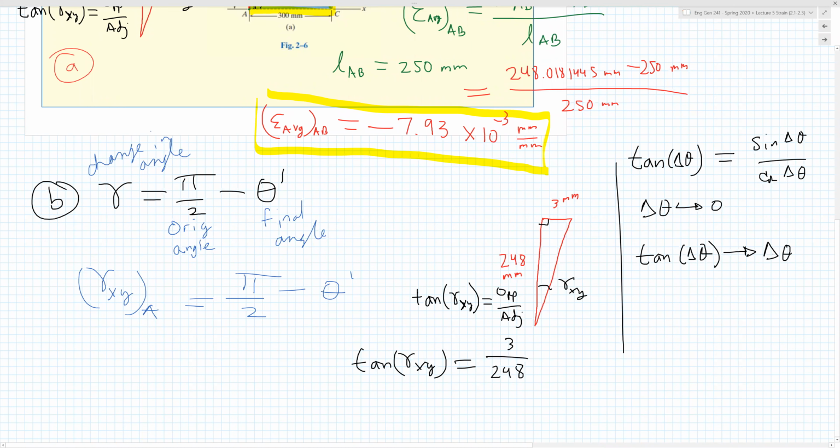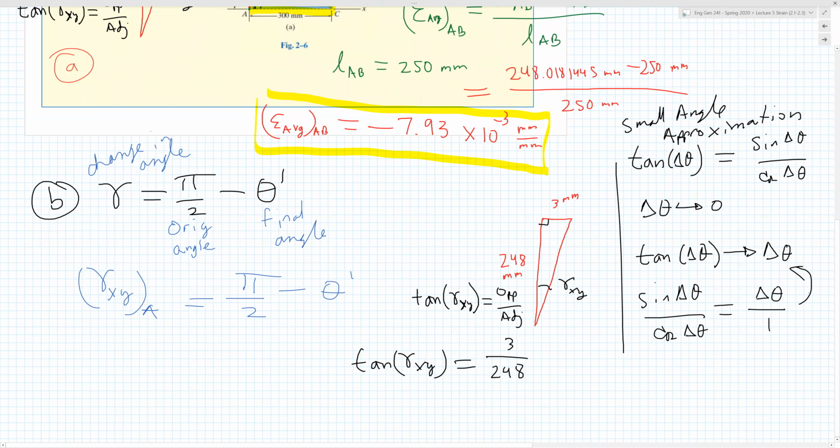Because sine of theta over cosine of delta theta, when delta theta goes to 0, what does cosine theta become? That is 1. When sine delta theta goes to 0, that just becomes delta theta, right? That's why tan theta goes to delta theta.